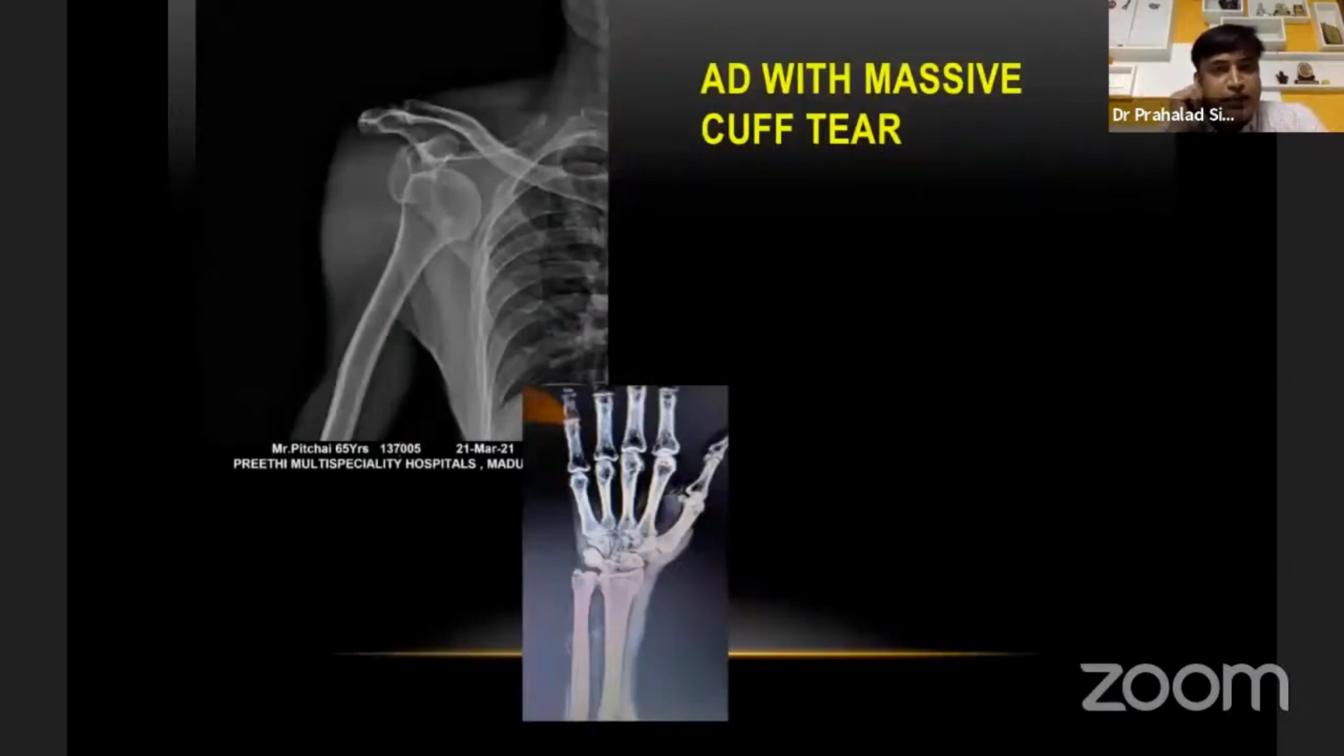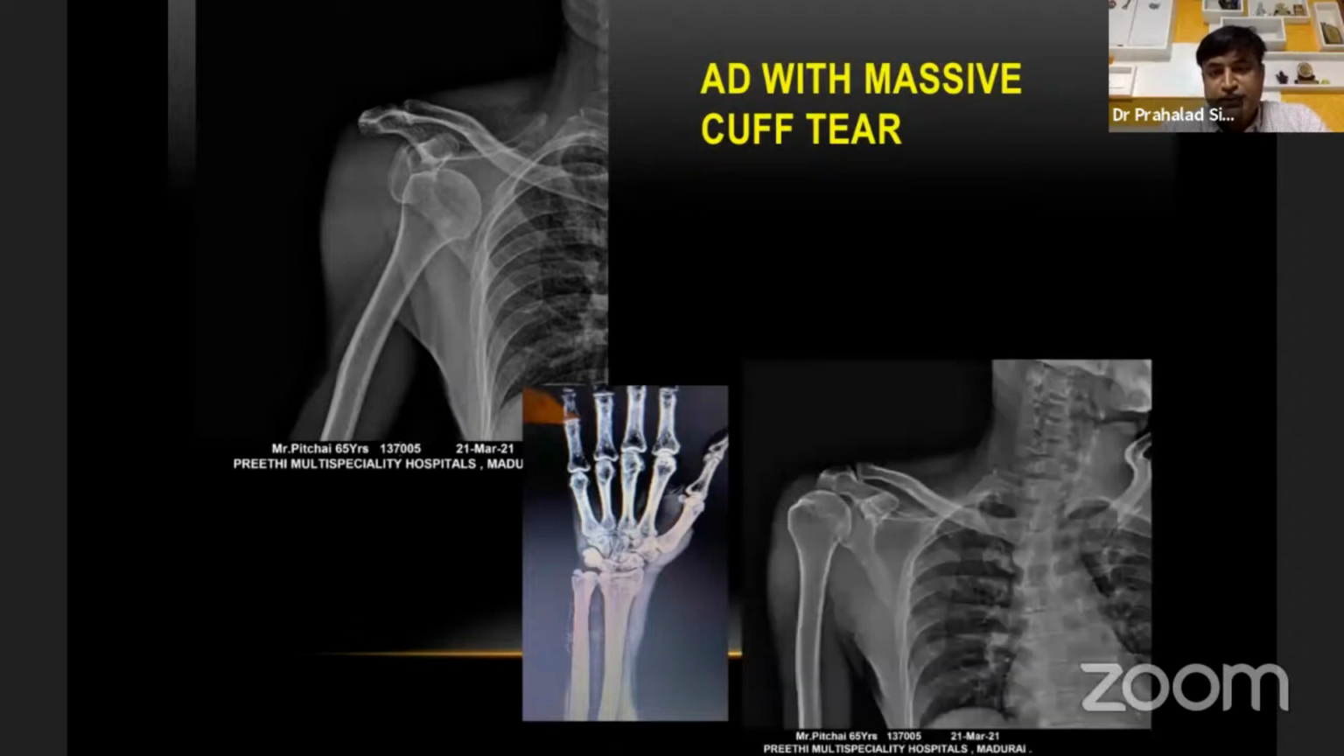Now coming to this individual who was a pillion rider who fell from the bike and landed on both of his outstretched hands. He sustained a distal end radius fracture on the right side and a dislocation on the left side. So we did a closed reduction and pinning of his radius fracture.